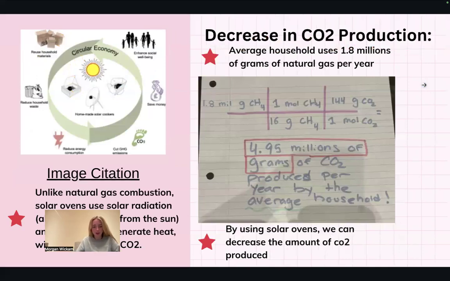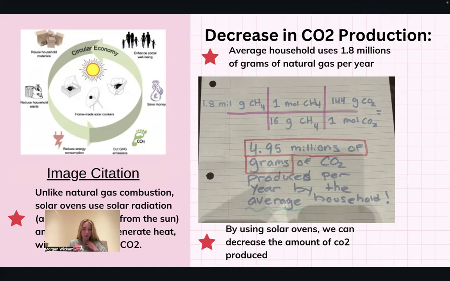I also wanted to talk about how much CO2 would be decreased from solar ovens. So I learned that the average household uses 1.8 million grams of natural gas per year. So how many grams of CO2 is that? To do that, I started with 1.2 million grams of methane, which is the natural gas, and I converted that to moles of methane. Because in order to convert to grams of CO2, first we got to get our grams of methane into moles of methane.